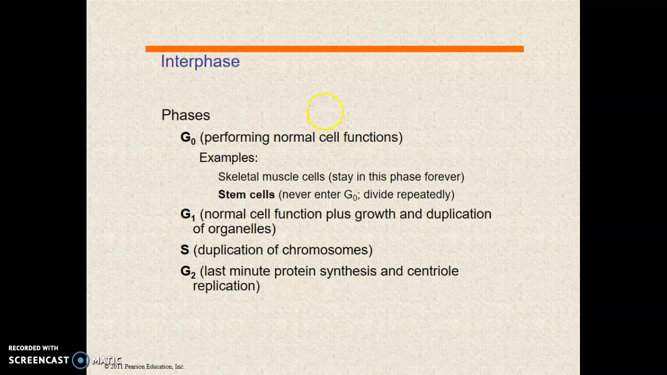G1 is the normal cell function, but the cell is going to grow, it's going to increase the number of organelles. In the S phase, the chromosomes are copied or duplicated. And in G2, before mitosis occurs, certain proteins have to be made, specifically microtubules, and the centriole has to replicate for cell division to occur properly.